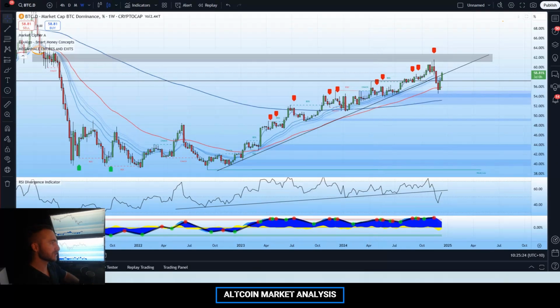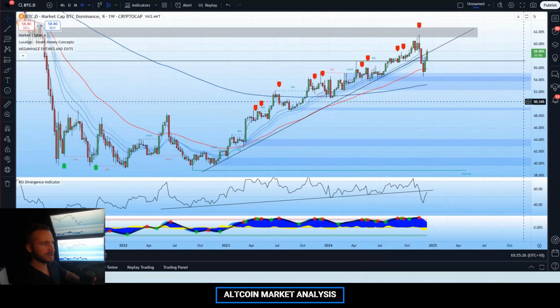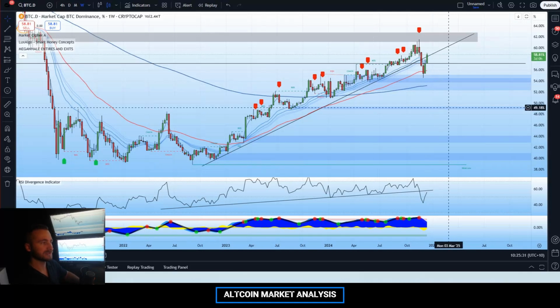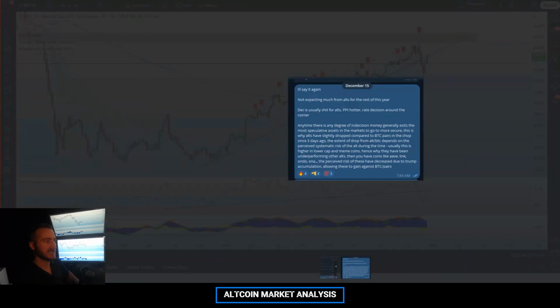As per Bitcoin dominance, we have seen Bitcoin dominance break back through the downtrend, which is horrible for altcoins, of course. As we mentioned in yesterday's video, in any time of uncertainty or fear, we generally see speculative assets die off first. And we posted this in our Telegram group. We told you guys, and I will just quote myself in a second over here. We said, I'll say it again, not expecting much for altcoins for the rest of the year. December is usually bad for altcoins. PPI came in hotter. Rate decisions around the corner.